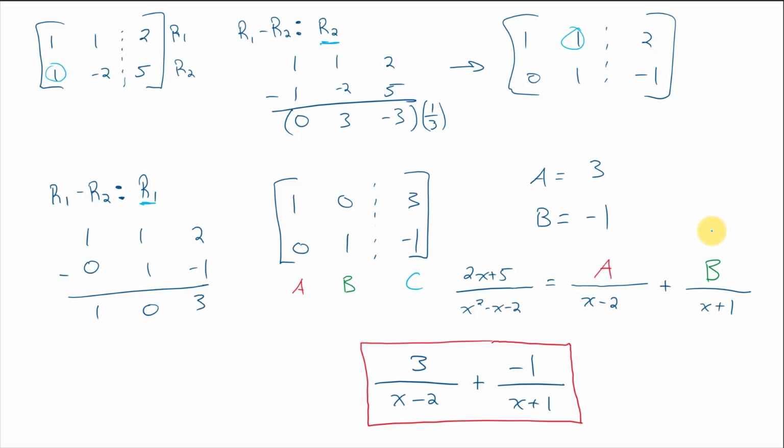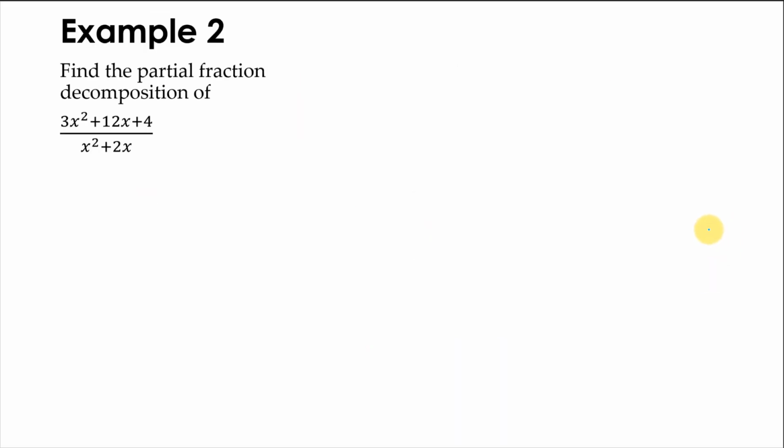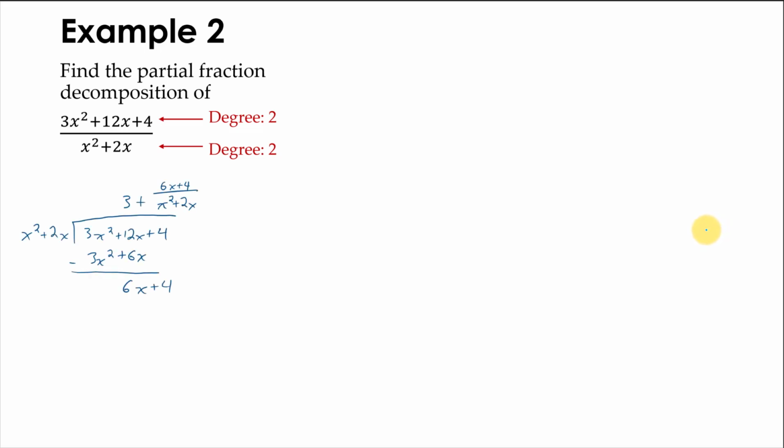Let's take a look at another example. Again, we're finding the partial fraction decomposition of our expression here. Now notice I've got the same degree on the top and bottom. So like I mentioned earlier, we're going to have to do a little bit of extra work. But we've done this work before, it's just our long division, okay? So if I do long division here, I see that in my quotient I've got 3 plus (6x plus 4) over (x squared plus 2x), okay?